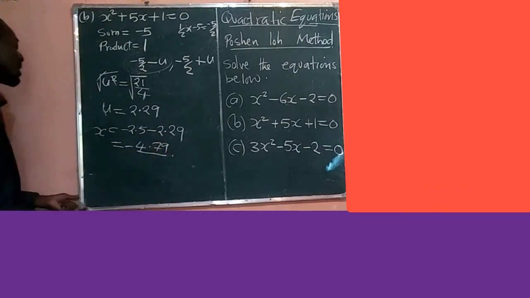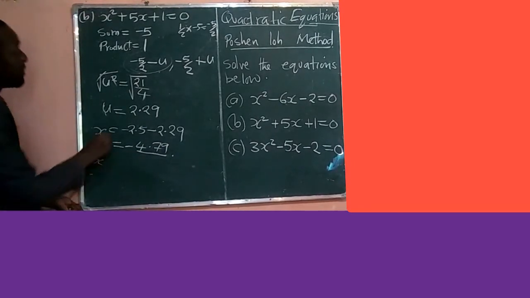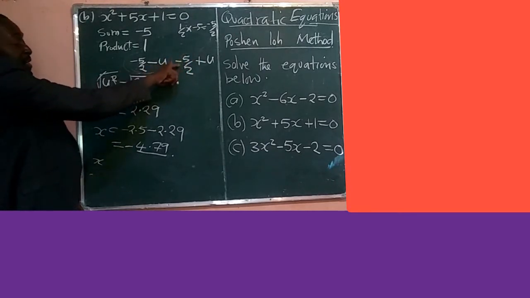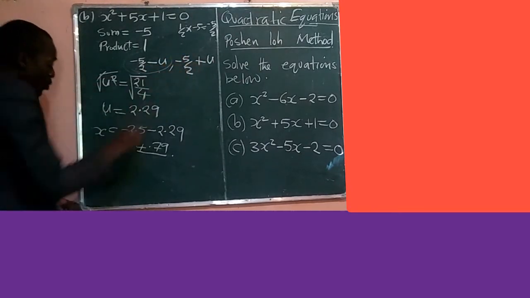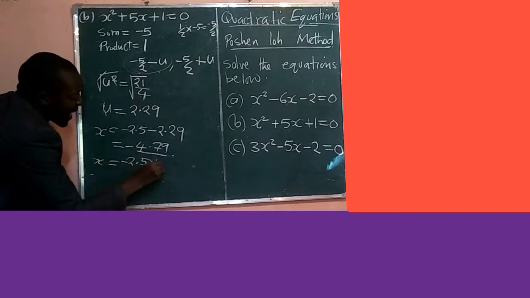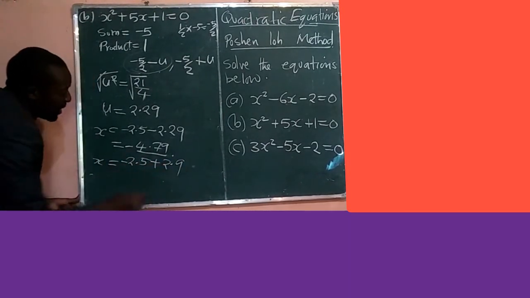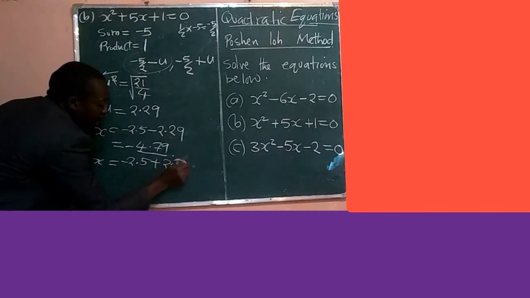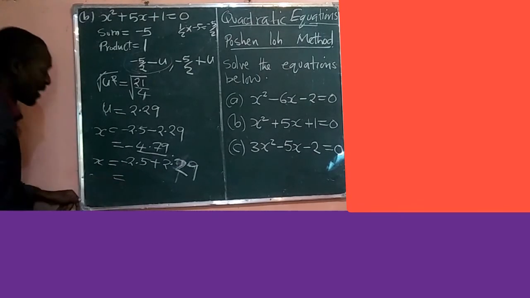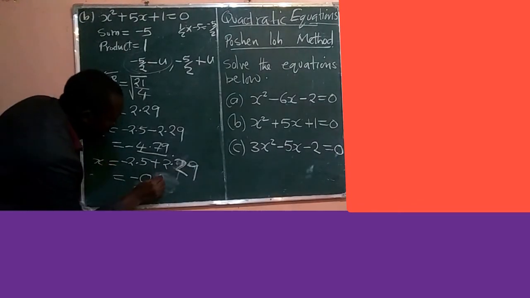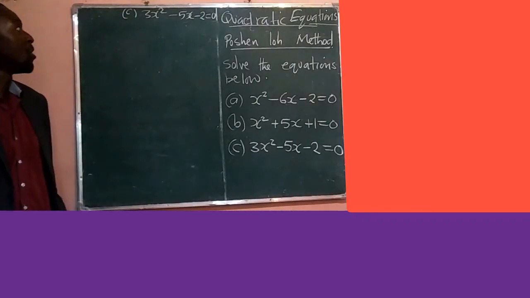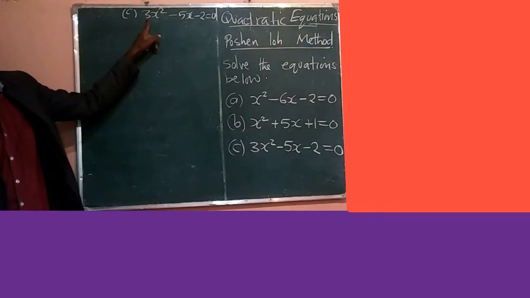as our first solution. Our second solution will be given by the sum here, negative 5 over 2, or negative 2.5, plus our u. So we are going to have negative 2.5 plus 2.9, 2.29, which will give us, when we add these two, 0.21, negative 0.